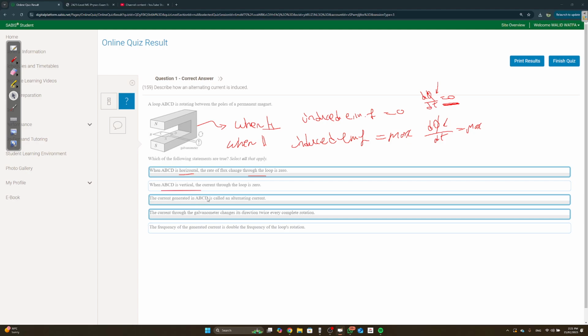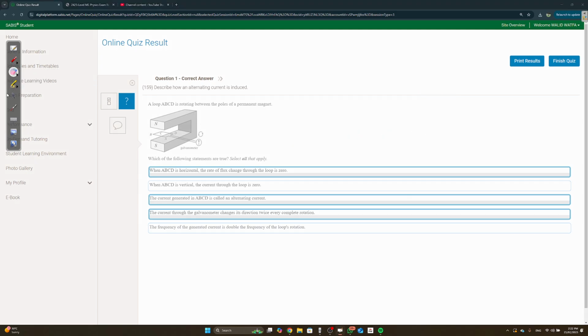No. The current generated in ABCD is alternating. Of course it's alternating because you're looping. The current through the galvanometer changes direction twice every complete rotation. Of course, right? Every complete rotation is 360 degrees. We agreed it changes direction every half rotation. Once. So every full rotation it's going to change twice. The frequency of the current is double the frequency of the loop's rotation. No, there's no reason. It's the same. The frequency is the same.